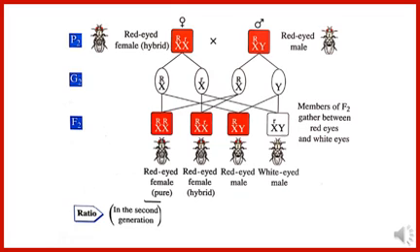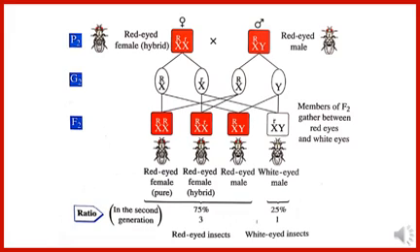Here, in order for the white eye color to appear in the female, it must have two small r's, one on each of its two X chromosomes. We will have here the ratio in the second generation, 3 red-eyed insects to 1 white-eyed insect. Now let's answer this problem.